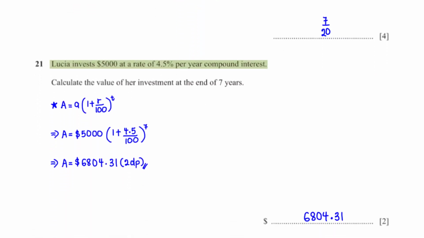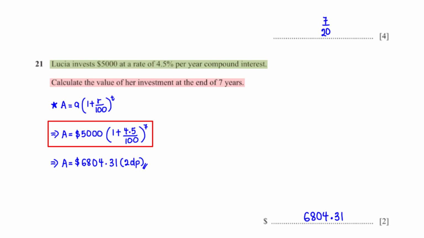Lucia invests $5,000 at a rate of 4.5% per year compound interest. Calculate the value of her investment at the end of 7 years. In this case, we need to apply the compound interest formula. Big A represents the final value of her investment, which is what we are finding. Small a represents the initial value of her investment, which is $5,000.